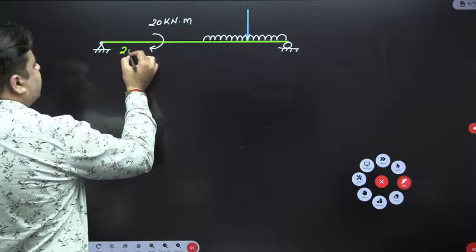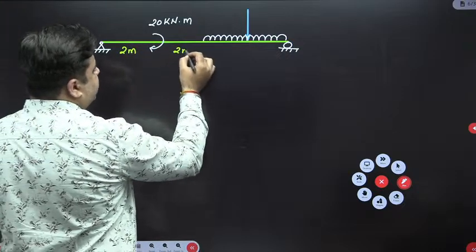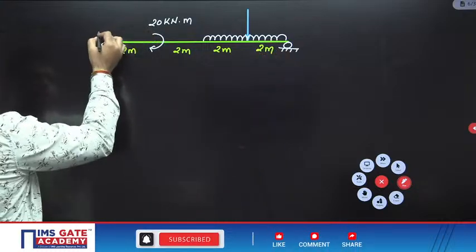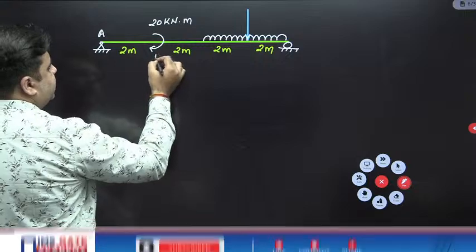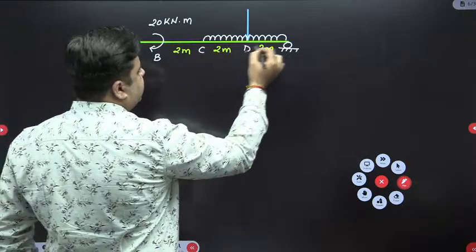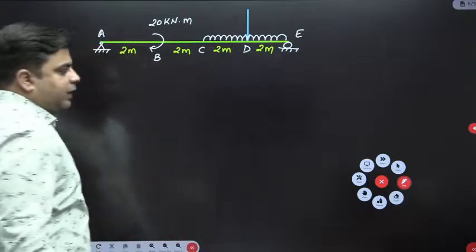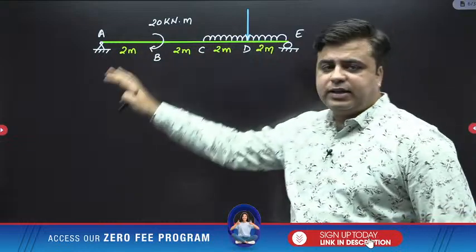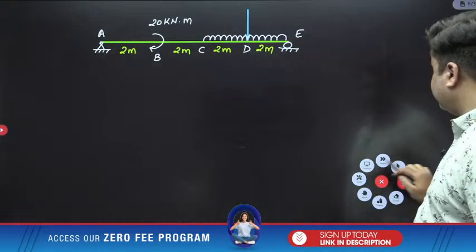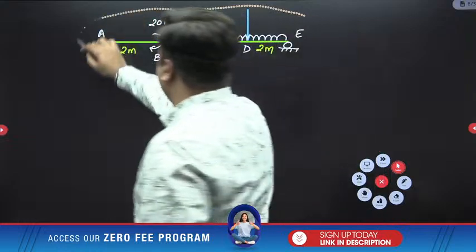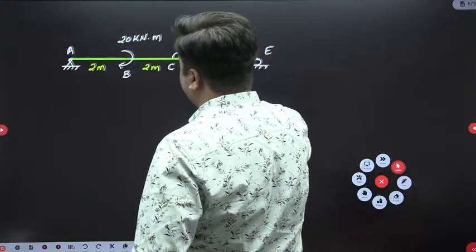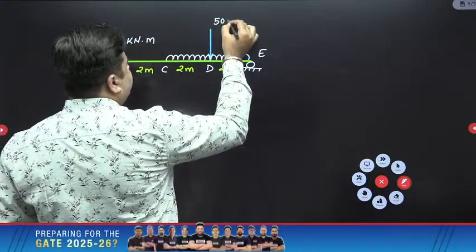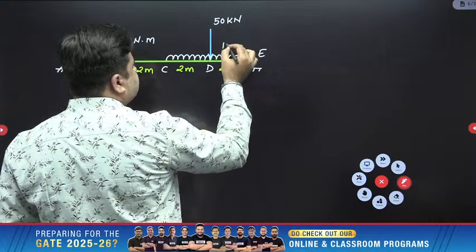All the distances are again 2 meter. This is 2 meter, this is also 2 meter, this is also 2 meter, and this is also 2 meter. This point is A, this point is B, this point is C, this point is D, and this point is E. Step 1 is to find out the support reactions. Please calculate the value of support reactions here. Quickly tell me the value. 2 minutes of time for you. The point load acting is 50 kilonewton and the UDL acting is 10 kilonewton per meter.